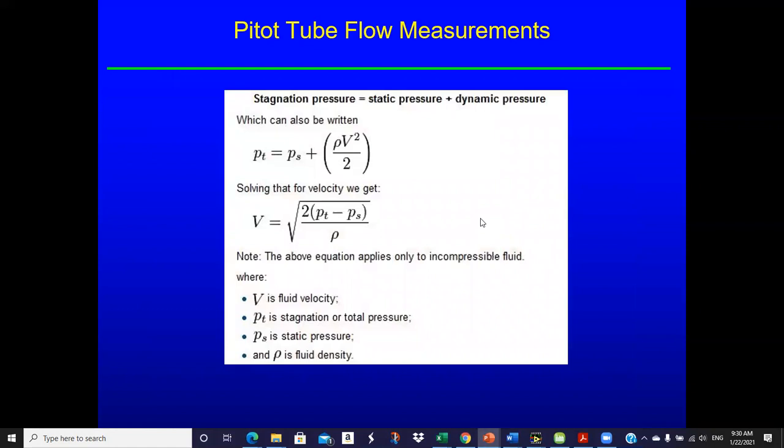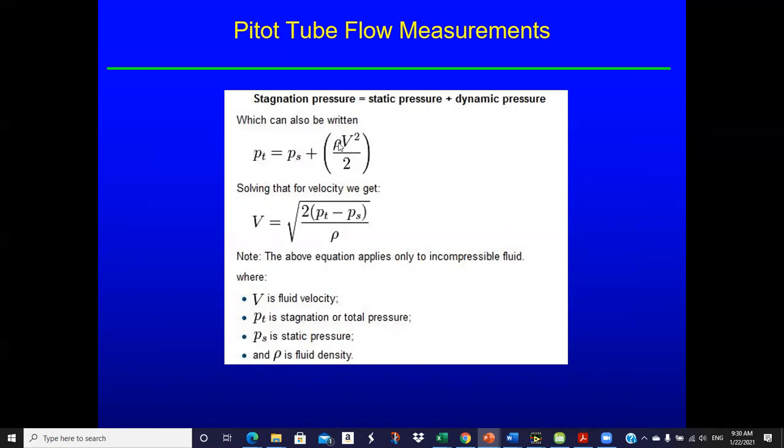Okay, this is the calculation. This slide, instead of total pressure, calls it stagnation pressure, static, and dynamic or velocity pressure. A few different words, but it means the same stuff. So here's an equation: total pressure is the static plus rho times average velocity squared over 2.